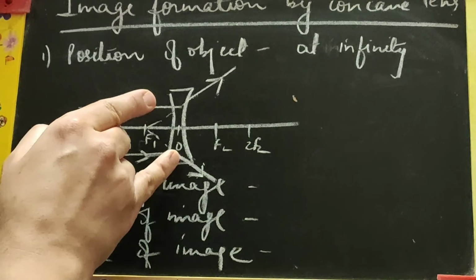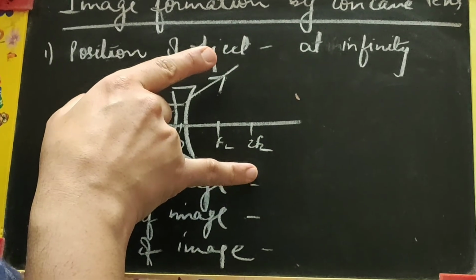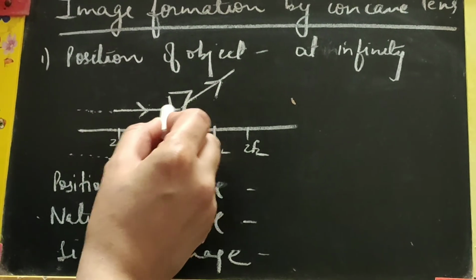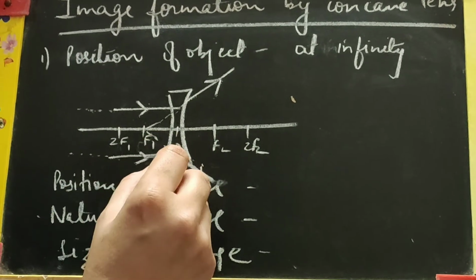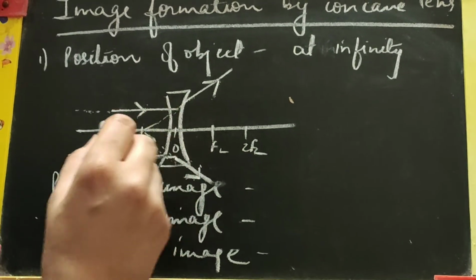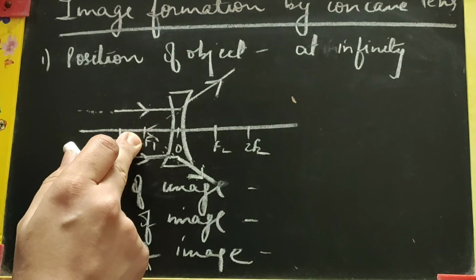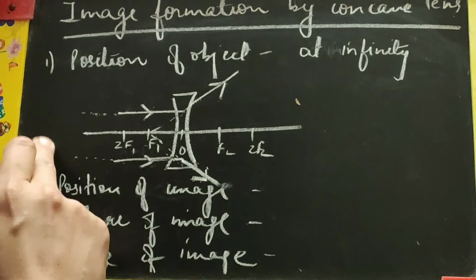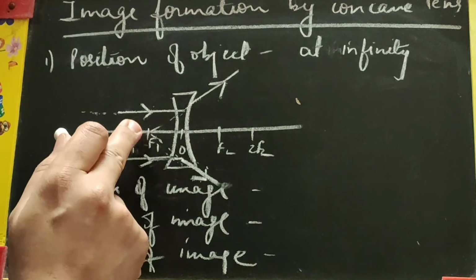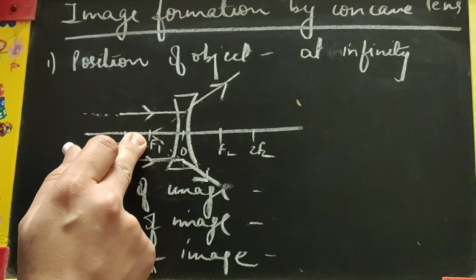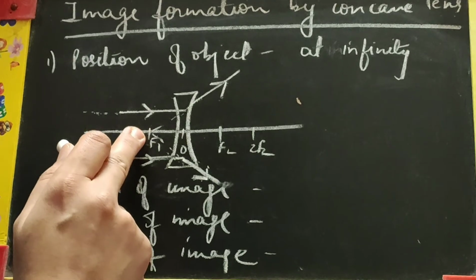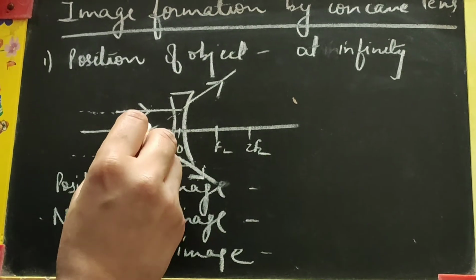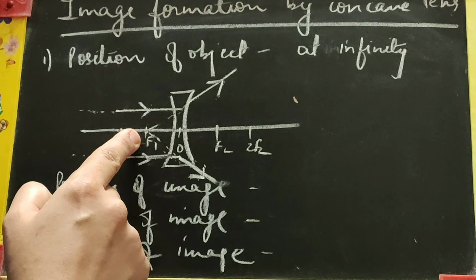Now since the refracted light rays have diverged, the image will be formed here on the same side as the object. We have produced back the refracted light rays to obtain the image here at focus on the same side as the object. So this is a virtual image. Virtual images are always erect. Also, the size of the image is point size. It is clearly indicated by the diagram.